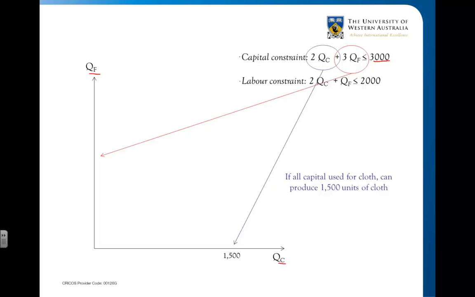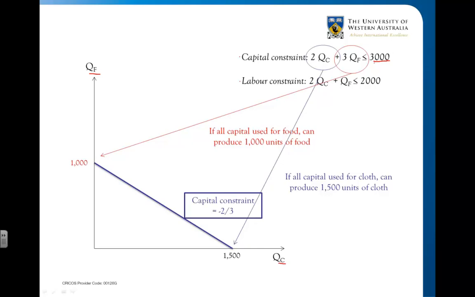In terms of food, remember it took us 3 units of capital to produce 1 unit, or calorie, I think I used, of food. So if we've got 3,000 available, at most, if we devoted all of our capital to food, then we can produce at most 1,000 units of food. Join the dots for those, and that's our capital constraint. And we can do the same for labour, and the slope, of course, is just that ratio.